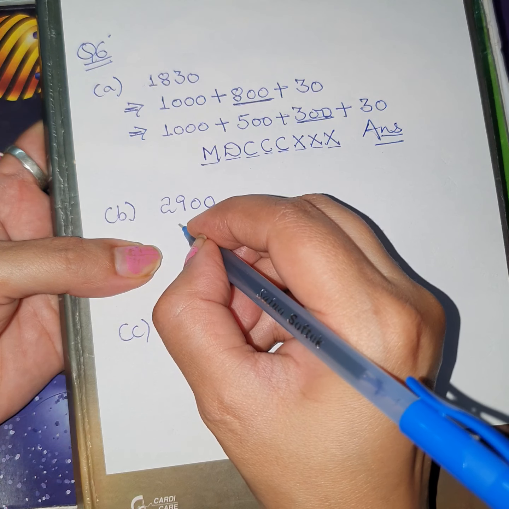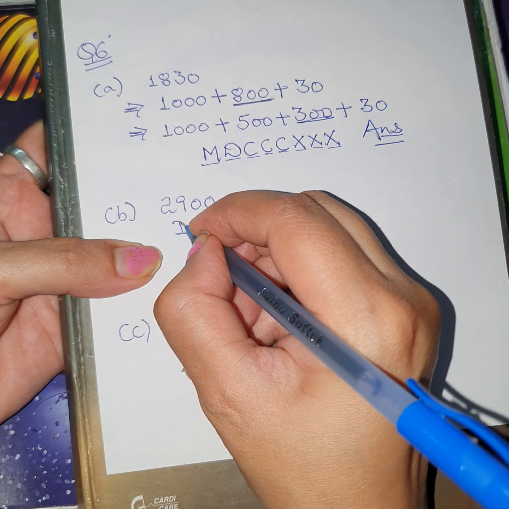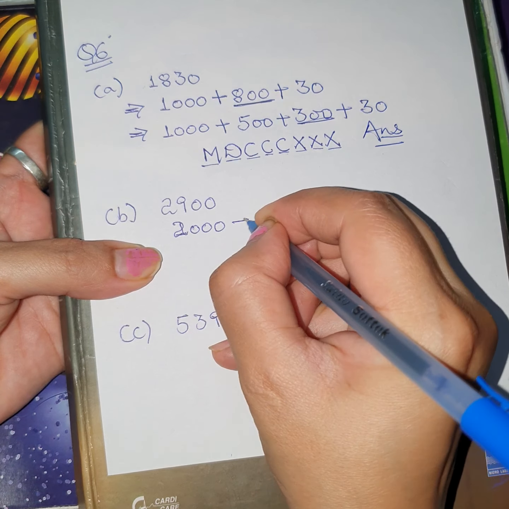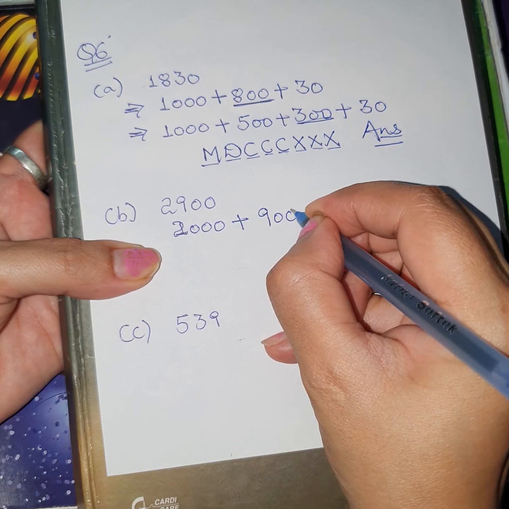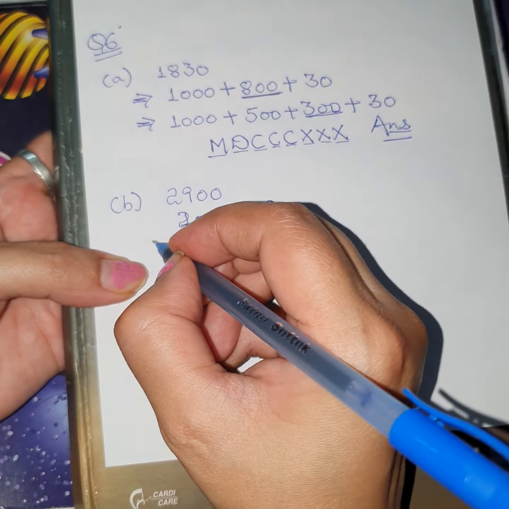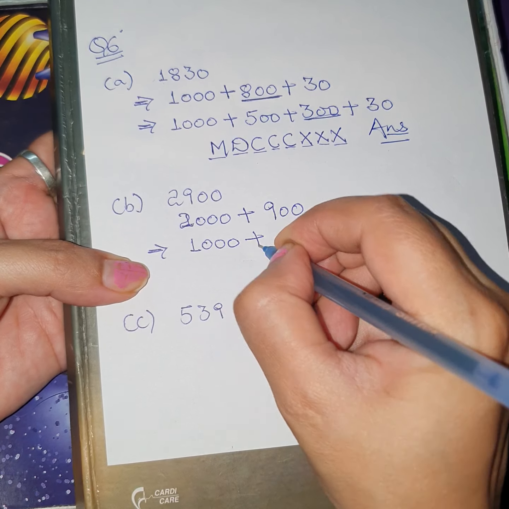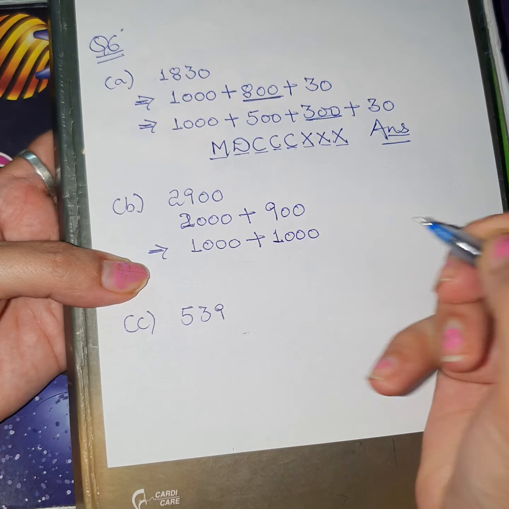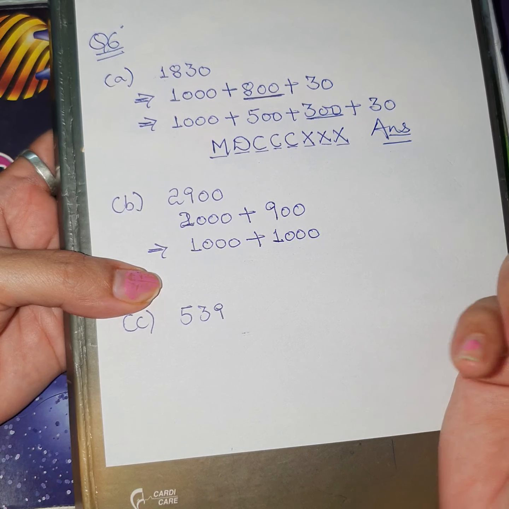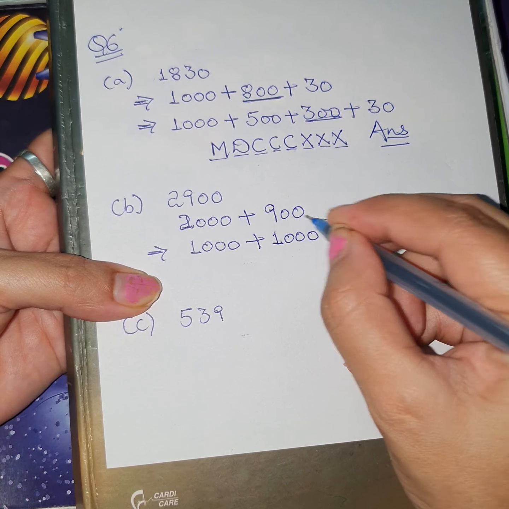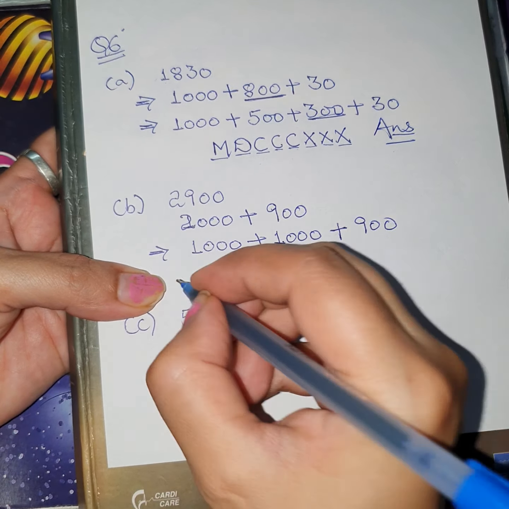So how can we expand it? We can expand it as 2000 plus 900, right? Like this we can expand it. Again I can break this 2000 into two parts, like 1000 plus 1000. Instead of writing 2000 directly, I can write it as 1000 plus 1000 plus 900.